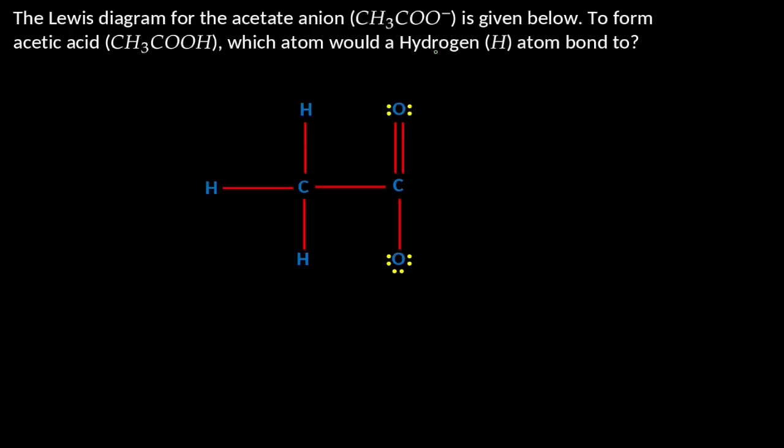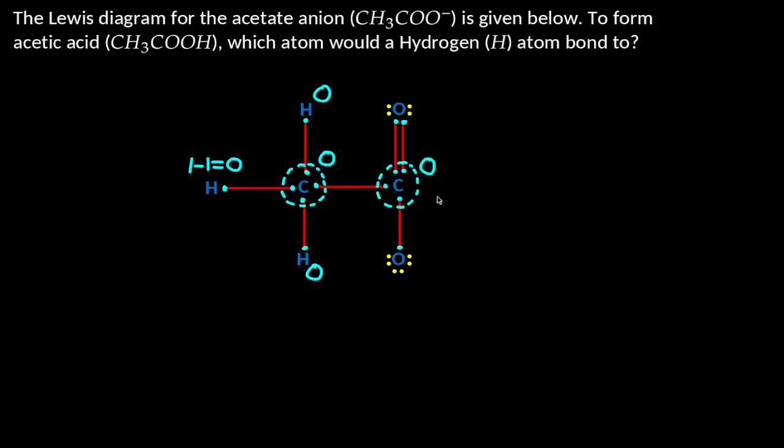Now to form acetic acid, which atom would a hydrogen atom bond to? Well, if we calculate the formal charge of each atom, which assumes that the electrons in each bond are equally shared between the atoms, then you just subtract the number of assigned electrons from the valence electrons. So that gives a formal charge of 0 for the hydrogens, and carbon has 4 assigned electrons and 4 valence electrons, so that also has a formal charge of 0. And similarly for this carbon, you also have 4 assigned electrons and 4 valence electrons.